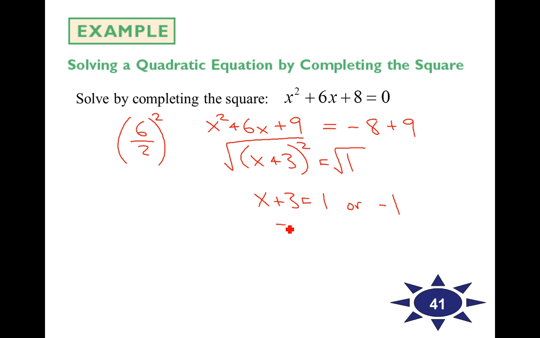So what do we need to do? Let's minus 3. x equals negative 2 or negative 4. That's a negative 4 there. Okay? So by completing the square, we've got our two answers. x is negative 2 or negative 4.